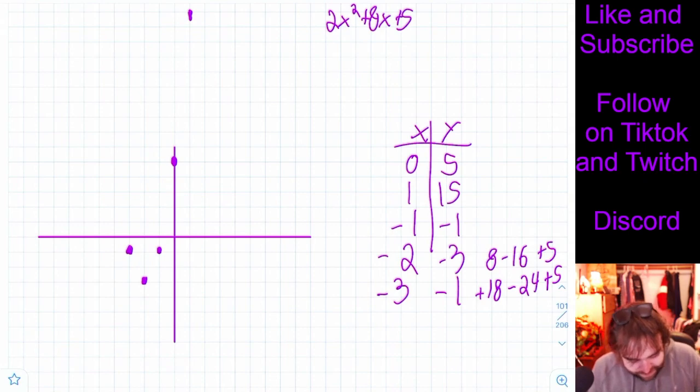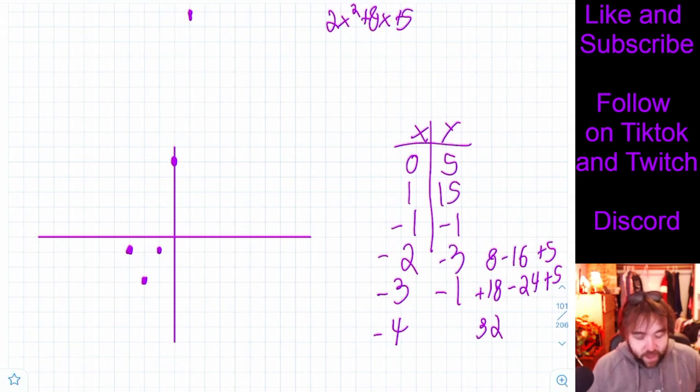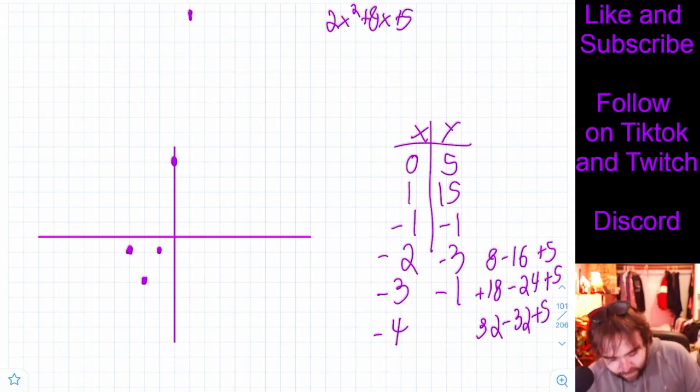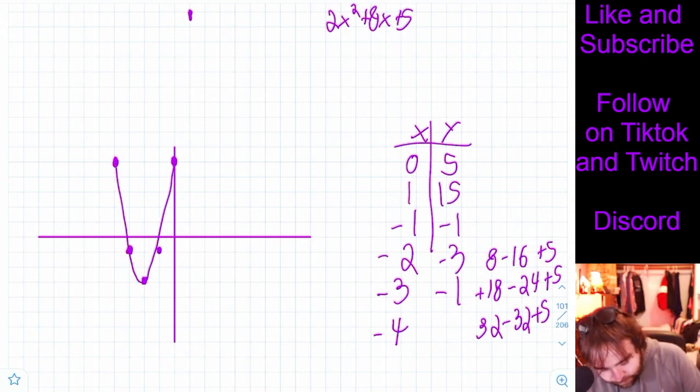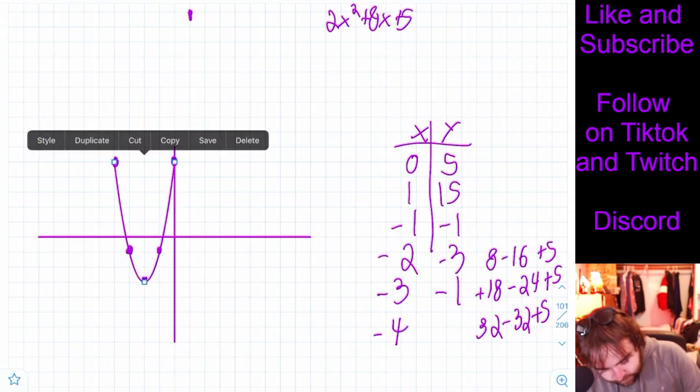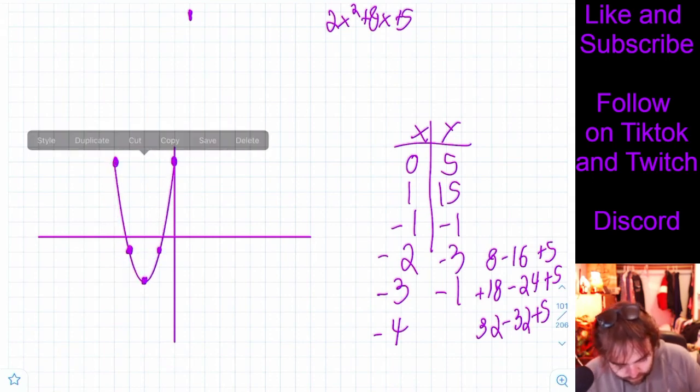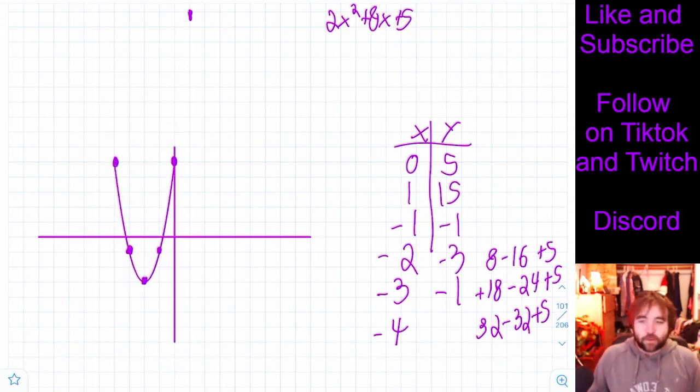Okay, what about -4? Maybe one more just to see. If we did -4, that's -4 squared, which is 16, times 2, which is 32. And then plus 8 times -4, which is -32, plus 5. So that would be right there. And that sure looks like a parabola, doesn't it? We can see that parabola perfectly goes through those points.